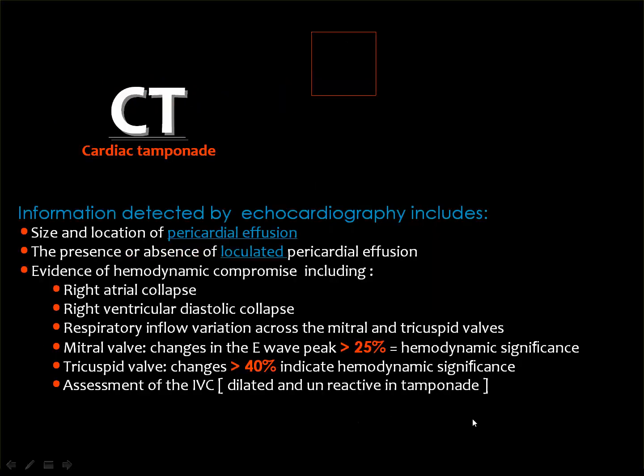But in the current practice, we usually use echocardiography, which is of much help in assessment and the diagnosis of the fluid in the pericardium, and also to assess the possibility of cardiac tamponade. Echocardiography is helpful in assessment of the size of pericardial effusion, and if it is loculated or not, and the evidence of hemodynamic compromise, like the presence of right atrial collapse, the presence of right ventricular diastolic collapse, the respiratory inflow variation across the mitral and the tricuspid valve, and also the assessment of the inferior vena cava, which is usually dilated and unreactive to respiration in cases of tamponade.